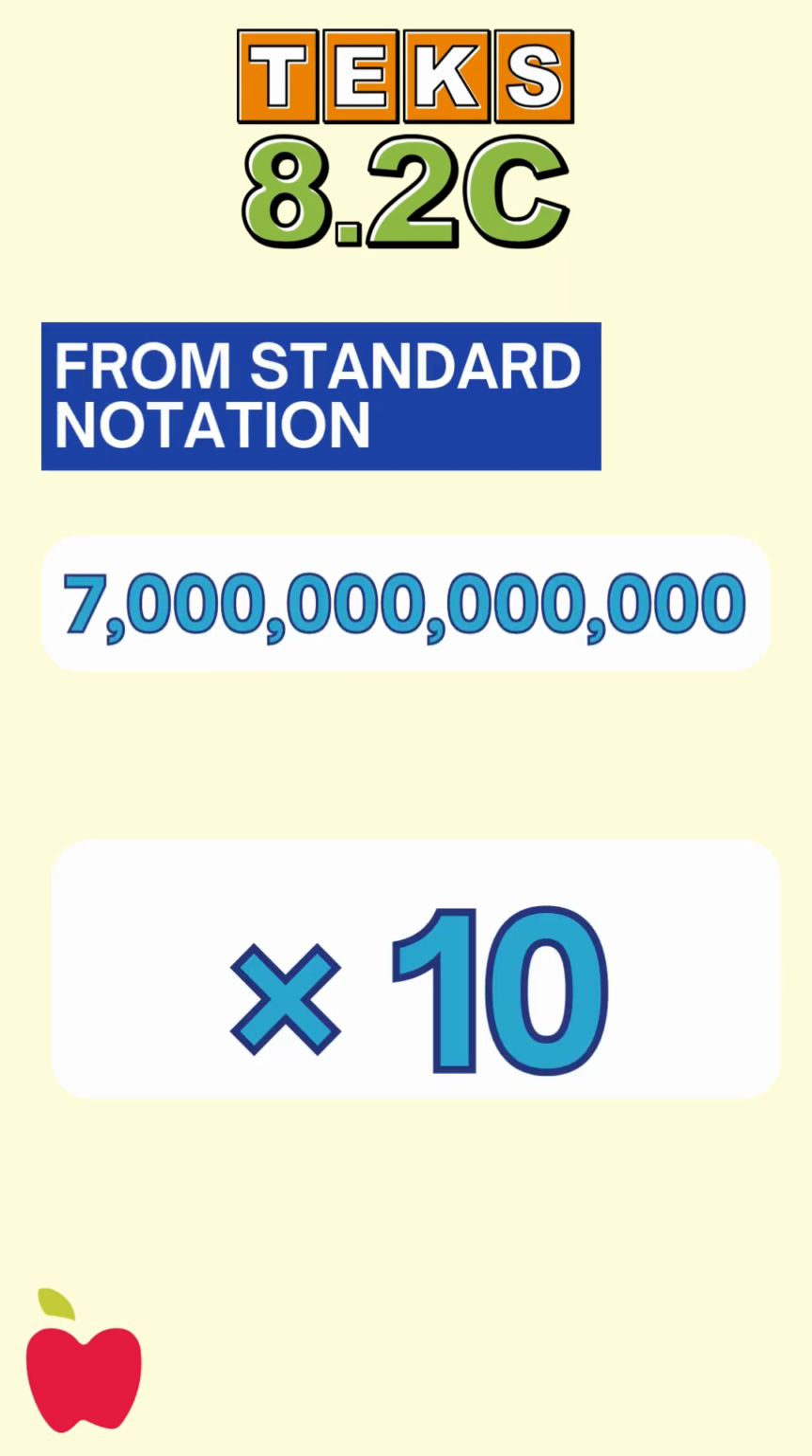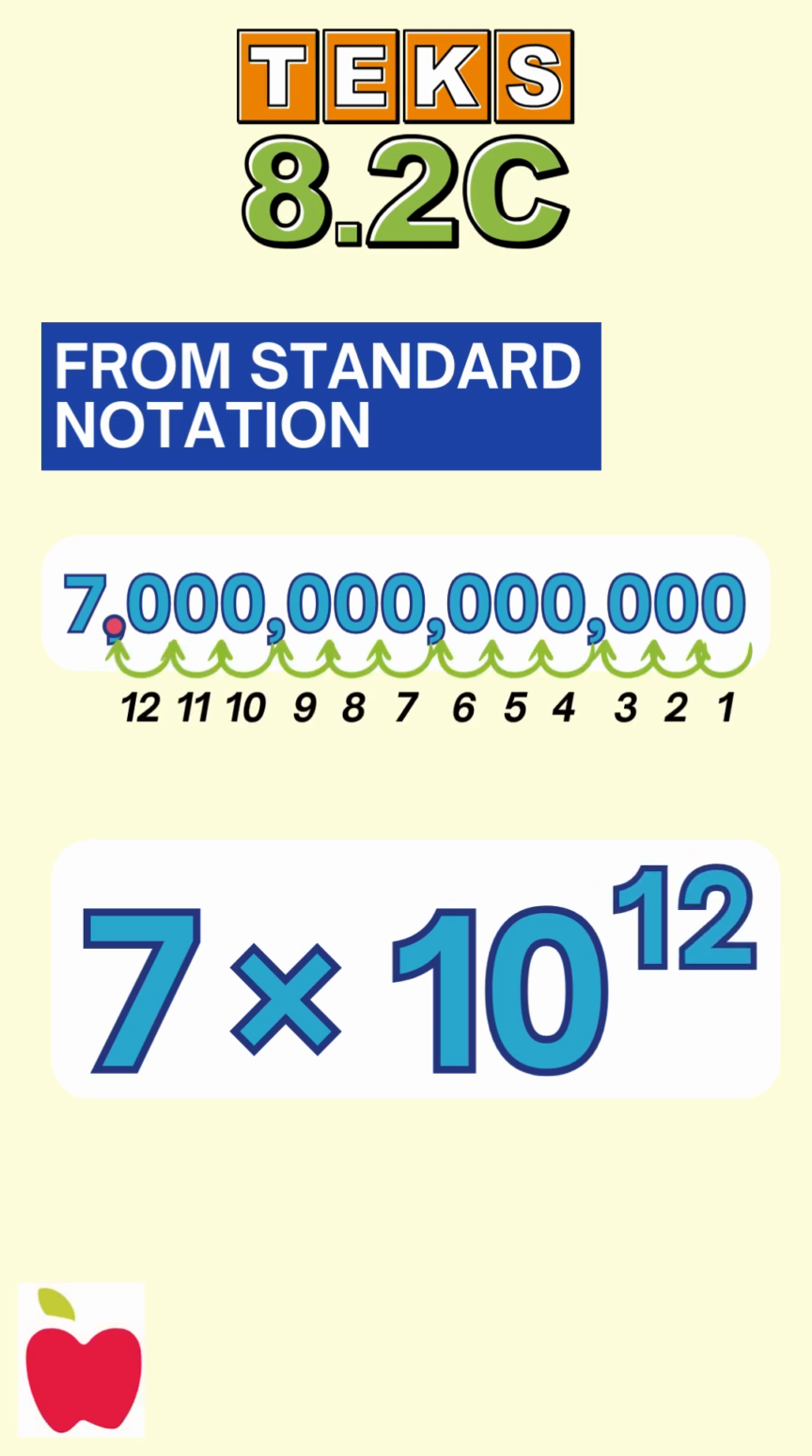Take 7 trillion. First, move the decimal point so it's between the first two digits, 7 and 0. Notice that 7 is now between 1 and 10, which is a key part of scientific notation. Count how many places you move the decimal. 12 places. So, 7 trillion becomes 7 times 10 to the power of 12.